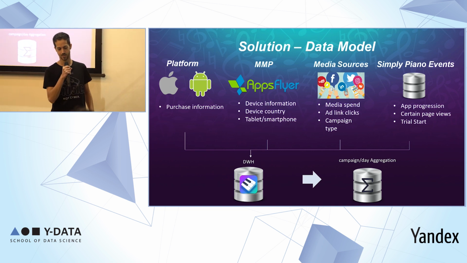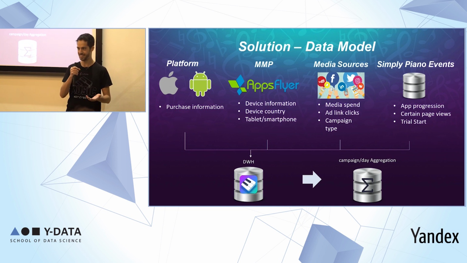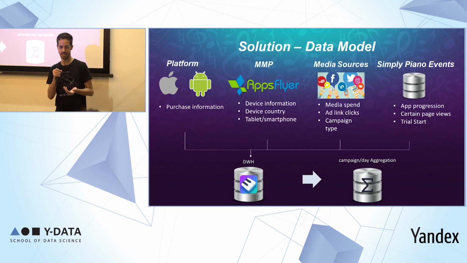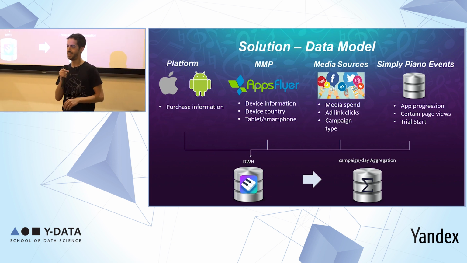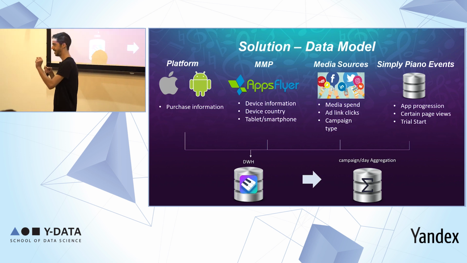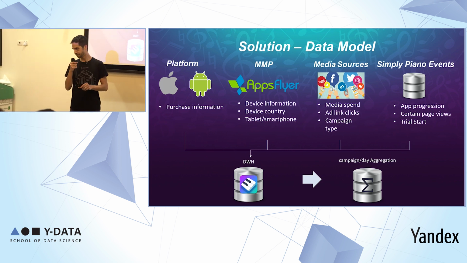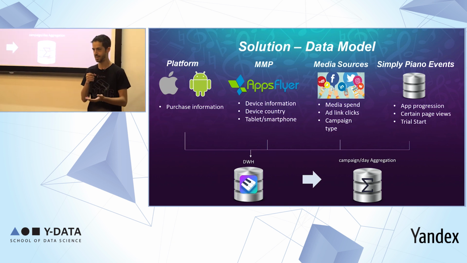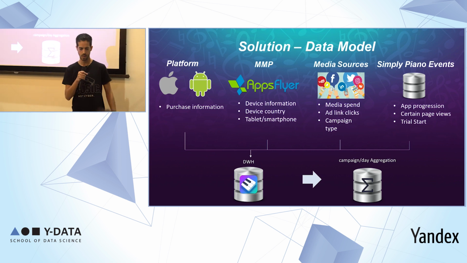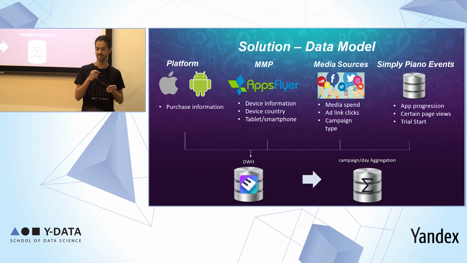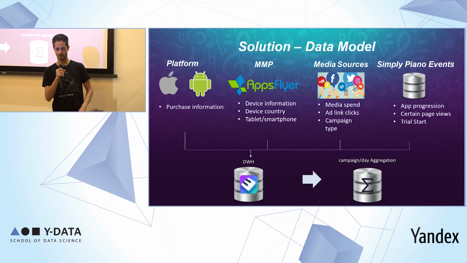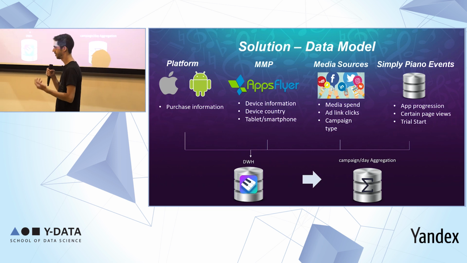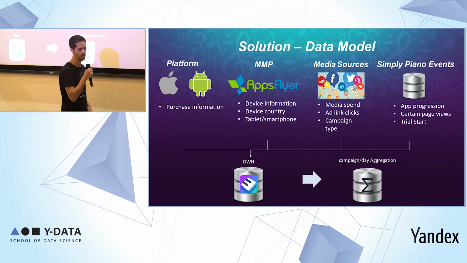Then there are the media sources. From there, we take the media spend, the link clicks, the users who clicked on the ad. Maybe I clicked but did not install, but it does indicate what the users from this campaign will do. And the last but not least is simply the Piano events. As I told you, one of the most important features of the model is users who enter a trial, and we take it from our events.